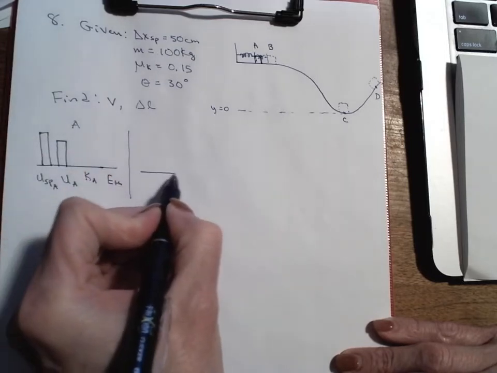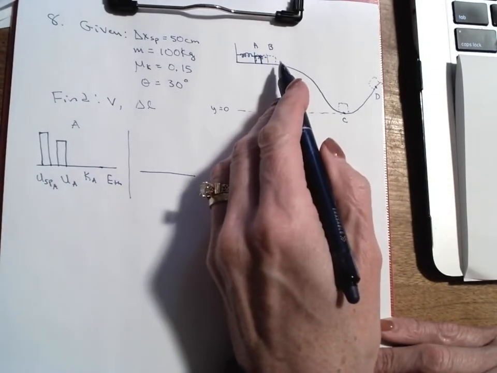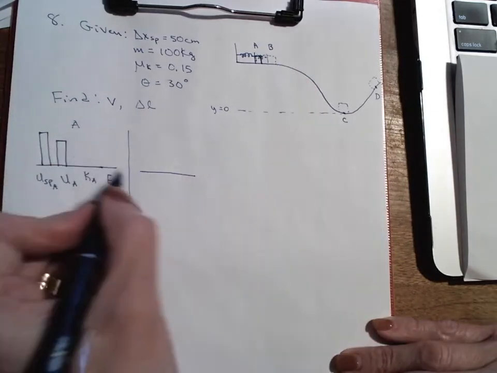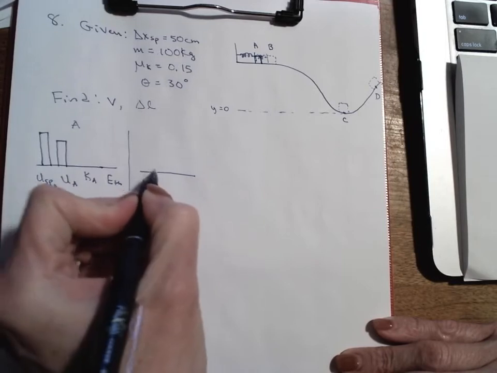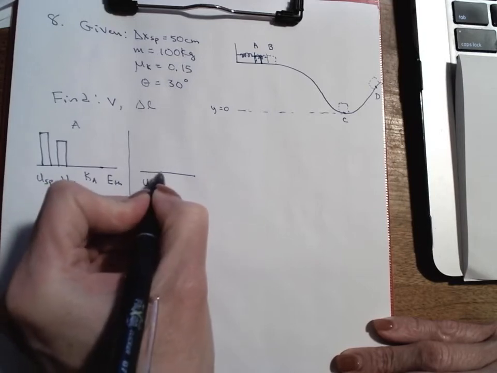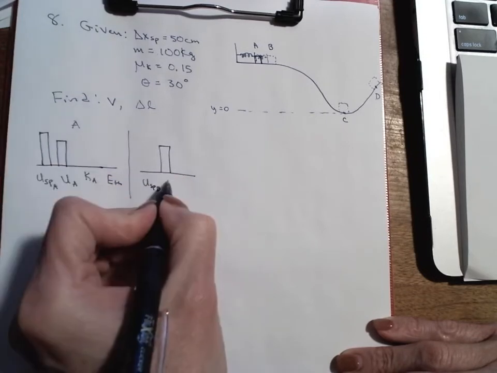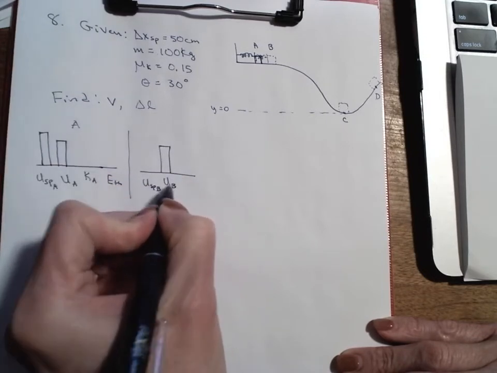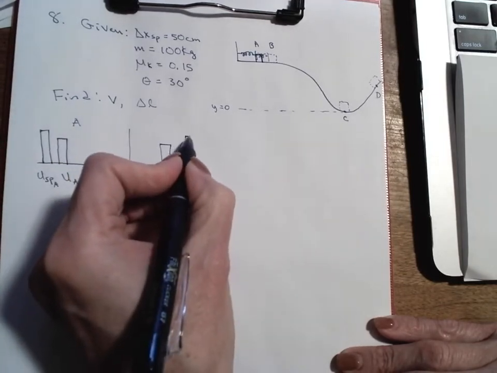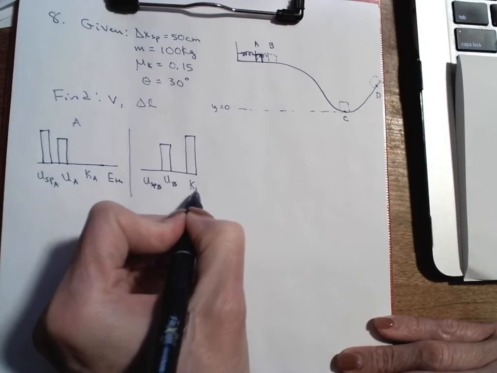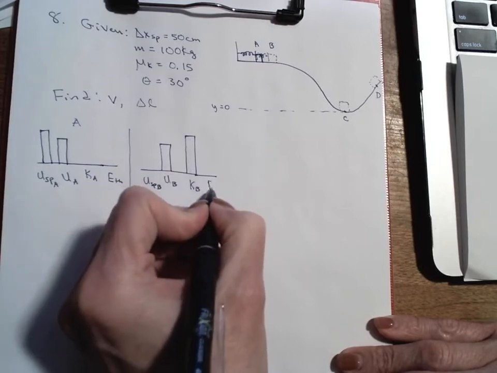And now B. If I think about B, I'm not going to have any more spring energy, but I'm going to have kinetic energy because I'll have velocity. So I'm going to have nothing for U spring B. I'm still going to have the same amount of potential energy, so hopefully I can draw that. I can eyeball that. It's about the same height as that. So that's U B, and I'm going to have kinetic energy. The rest is kinetic energy, so that's going to be my K B, and I don't have any thermal.